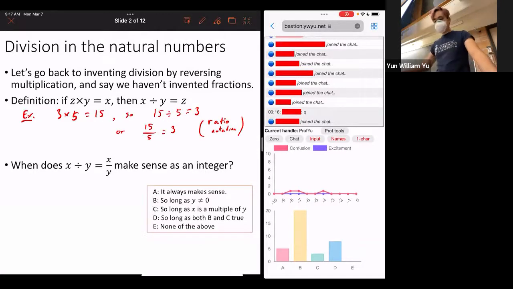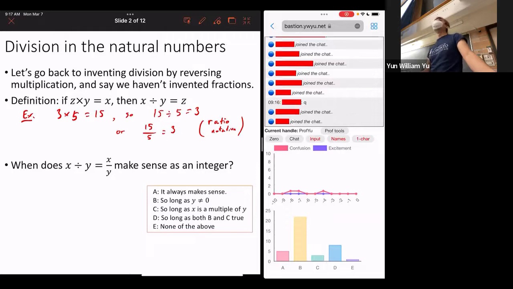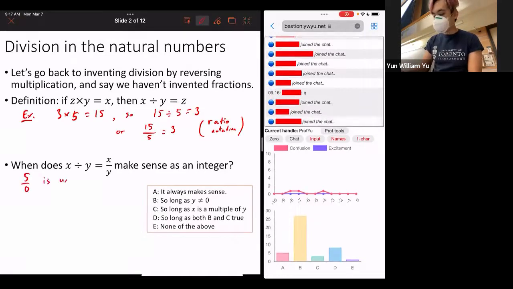Wait, is that an A? Oh, yeah. Okay, but anyway, it looks like people are voting B.